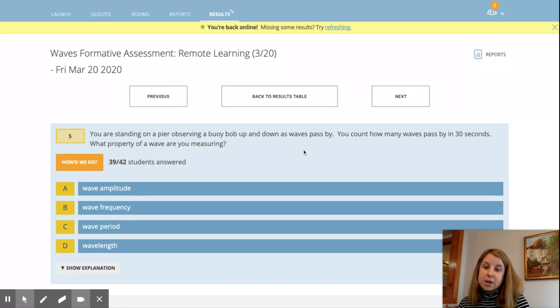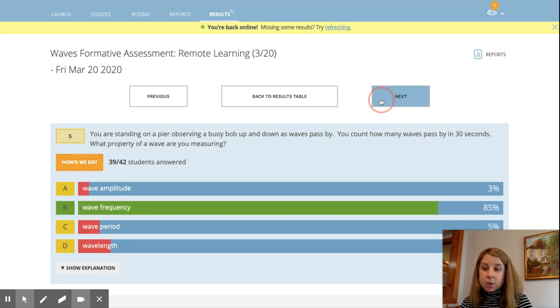You are standing on a pier observing a buoy bob up and down as a wave passes. You count how many times the wave passes by in 30 seconds. What property of a wave are you measuring? So because we're looking at a specific amount of time and we're trying to count the number of waves, that would be wave frequency. Okay, so wave frequency is correct.